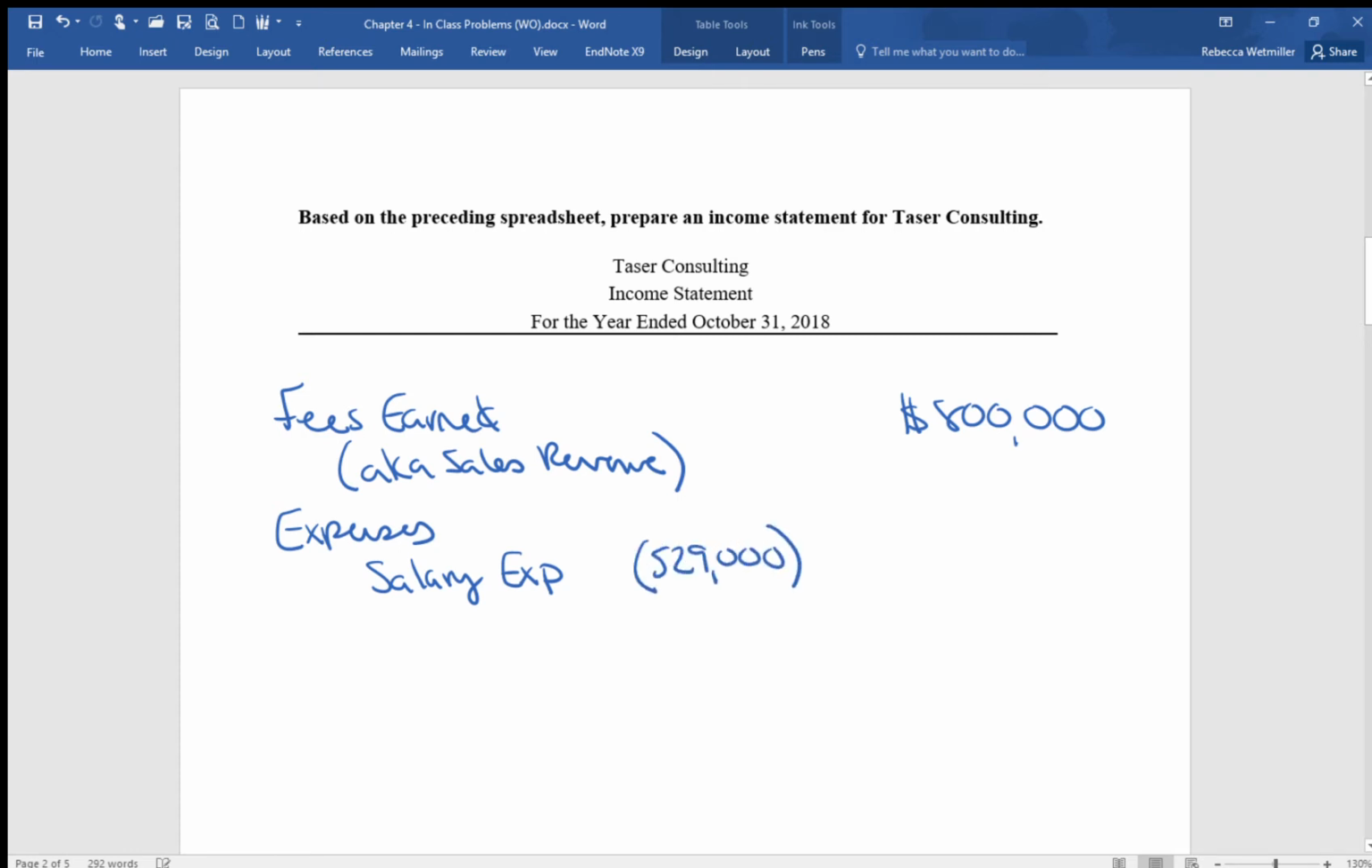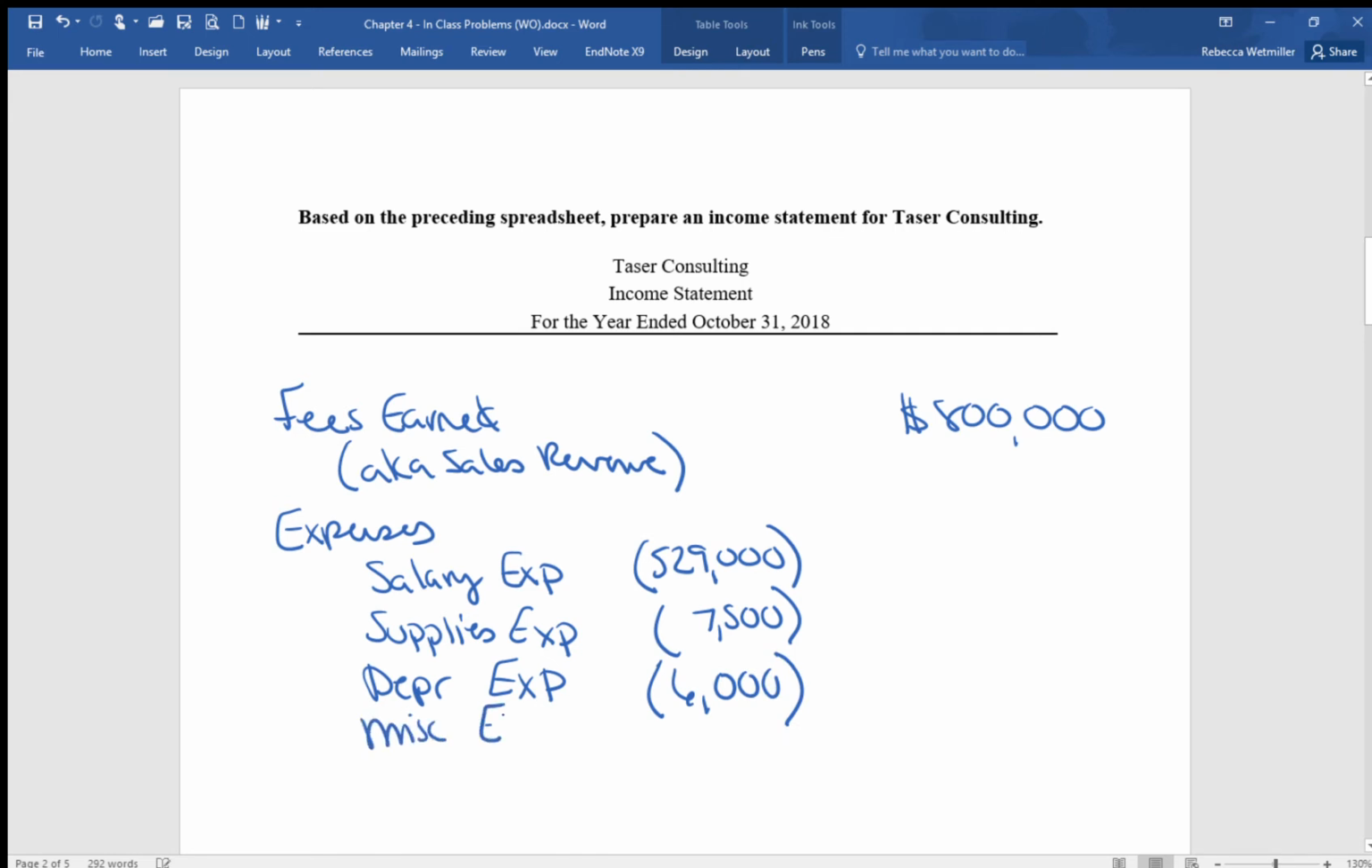And I put them as negatives because they're expenses, and I want to make sure we do revenues minus expenses to end up at our net income. Next thing we have is our supplies expense, which is $7,500. Next we have our depreciation expense, which is $6,000. And then finally we have miscellaneous expenses of $11,100.